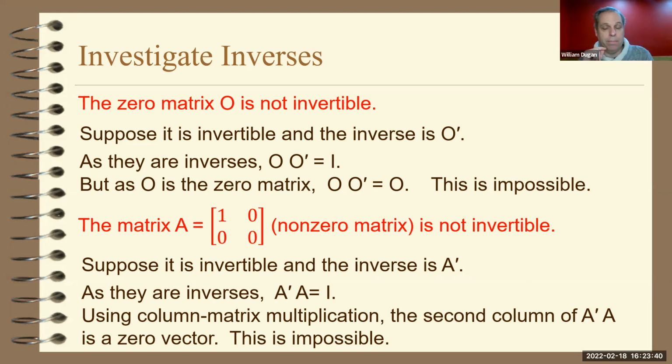But also, look in particular at A prime times A, and look at the second column. By column matrix multiplication, the second column of A prime times A would be A prime times the second column of A. But the second column of A is nothing but a vector of zeros, which means that the product would be a vector of zeros. It'd be a 0 vector. So the second column of this product would have only zeros in it. Well, but I just said that the product should be the identity matrix, so every column has a 1 in it somewhere. That's impossible. So this non-zero matrix, unfortunately, does not have an inverse.